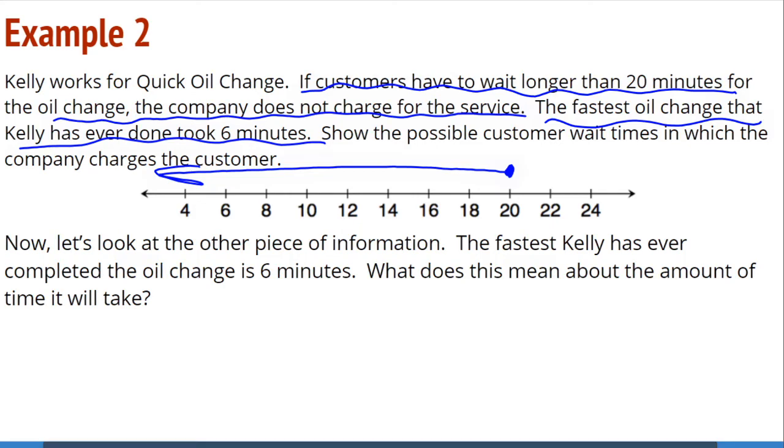Now, the other piece of information, which I already gave to you: the fastest oil change Kelly has ever done took 6 minutes. So the time for Kelly to conduct an oil change is 6 minutes or more.